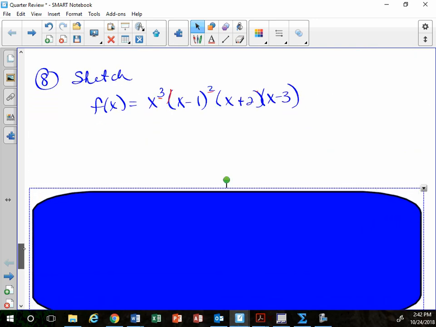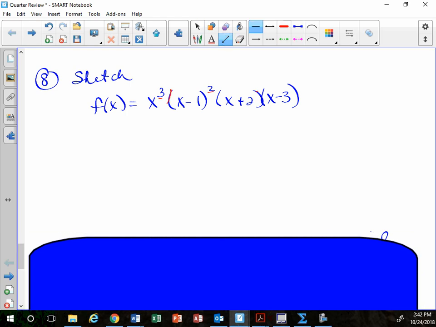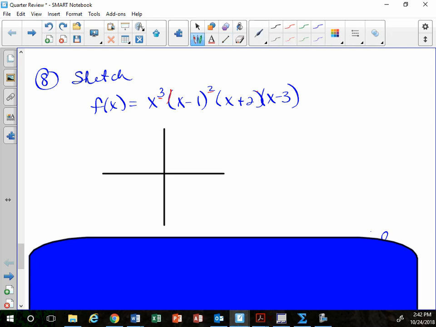Okay, sketch this graph. Ooh, that's not at all straight. So guys, this is graphing a polynomial. So like end behavior, zeros, multiplicity, all that stuff.